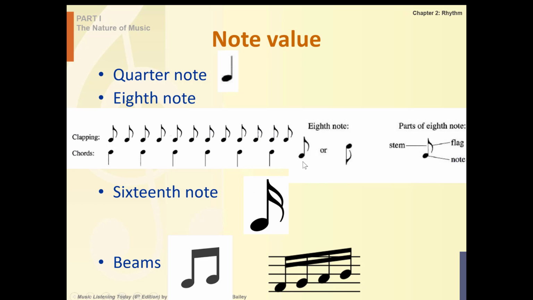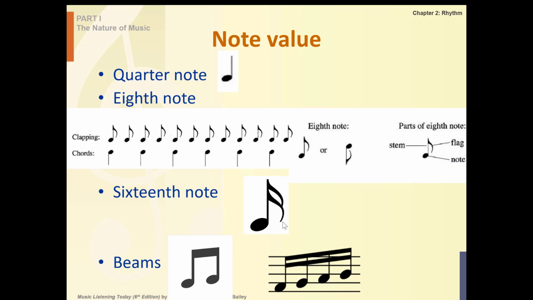Then half the value of an eighth note is a 16th note. 16th. So you see there's one more flag, right? So probably you see the pattern here. If the note value is divided into smaller values, more flags are added. So the names of the notes will double, like 8th, 16th, 32nd, and 64th.